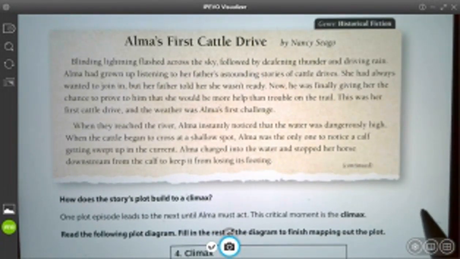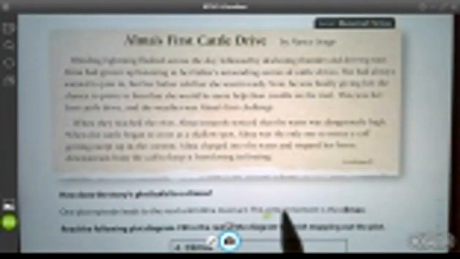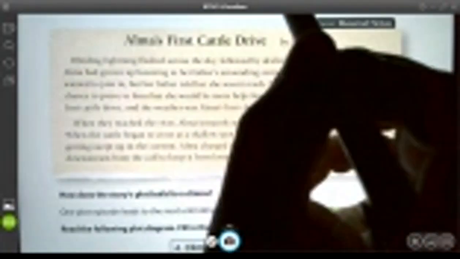Okay, so this is the first part of the story. We're going to stop for a minute so that we can look and think about the parts of the story. So how does the story's plot build to a climax? One plot episode leads to the next until Alma must act. This is this critical moment. Again, remember the climax was a critical moment.